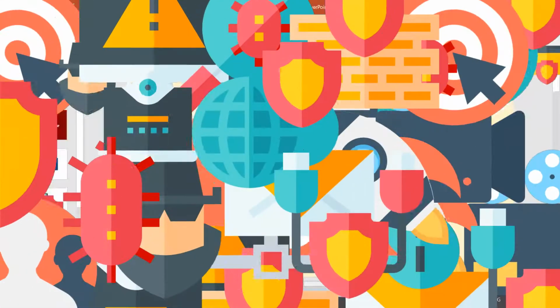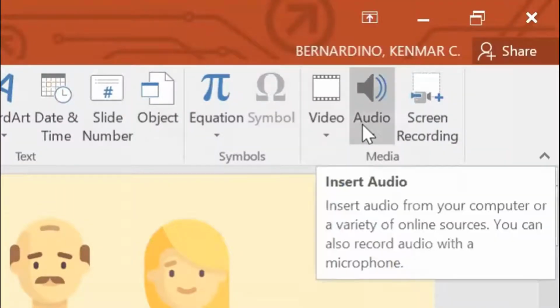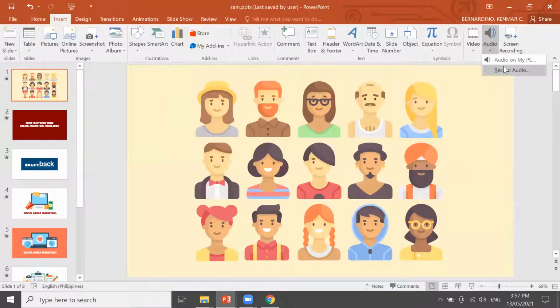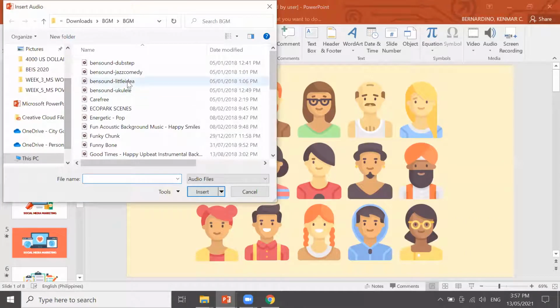Next one. Inserting audio in our PowerPoint presentations is very easy. It makes our presentation more interactive as well as more engaging for our audience. So we just need to go to the Insert tab, click on Audio, then click Audio on my PC, and look for the background music that you need to insert in your slideshow.